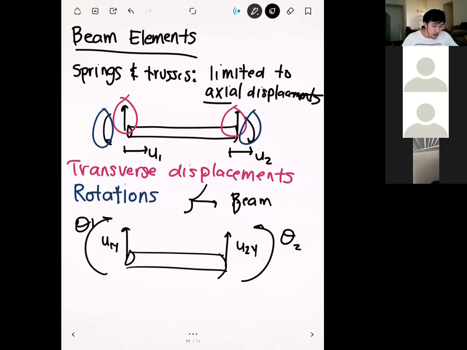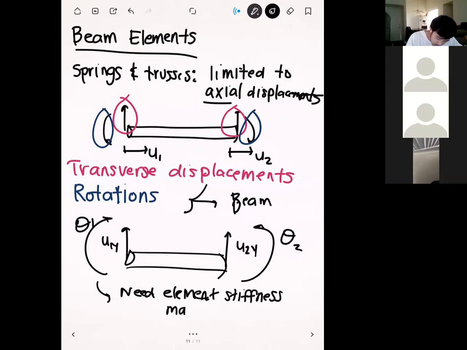What we're going to do is take this beam element, start with the Euler-Bernoulli beam equation, and then derive the element stiffness matrix so that we can actually perform finite element computations with beam elements. All right, any questions on this?